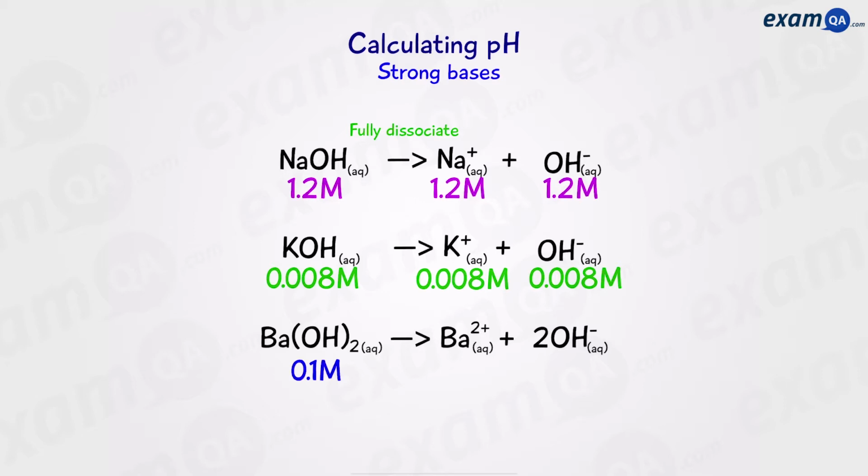How about if you have 0.1 molar barium hydroxide? This time, we're going to get 0.1 molar barium ions. However, we're going to get 0.2 molar hydroxide ions, because notice that one molecule of barium hydroxide will release 2 hydroxide ions. All 3 of these are strong bases, and they all fully dissociate.